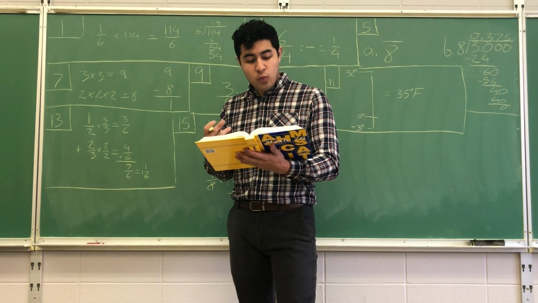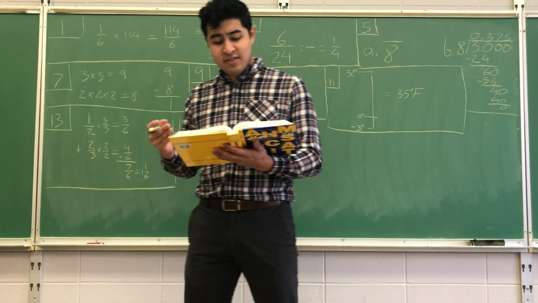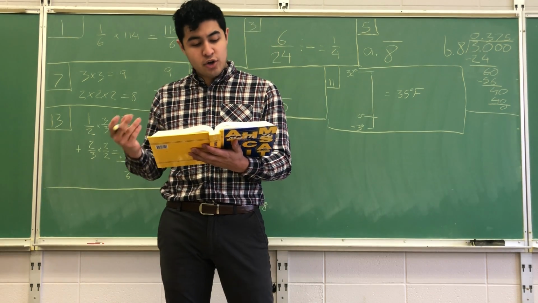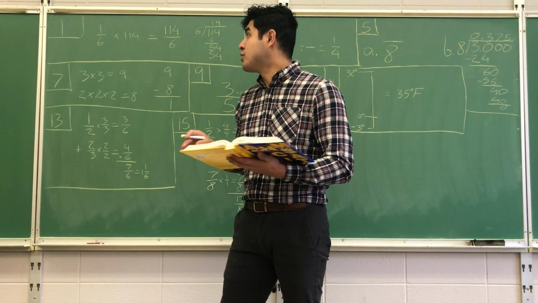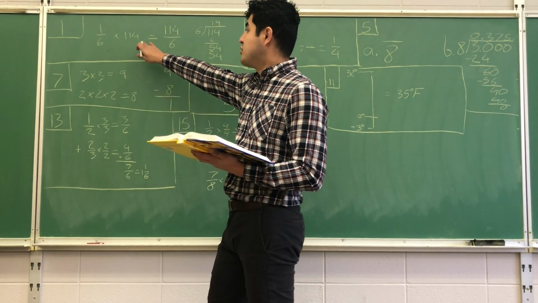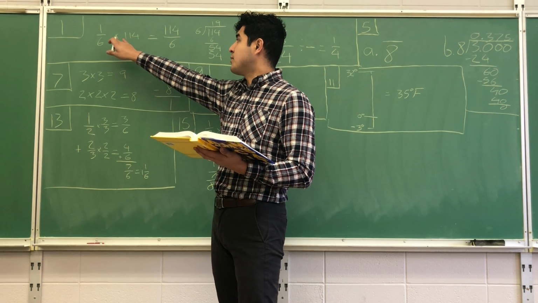Our first question is, the weight of an object on the moon is 1/6 of its weight on Earth. A person weighing 114 pounds on Earth would weigh how much on the moon? So I've set up the problem like this: 1/6 times 114. This is the number of pounds, so we're going to multiply it.